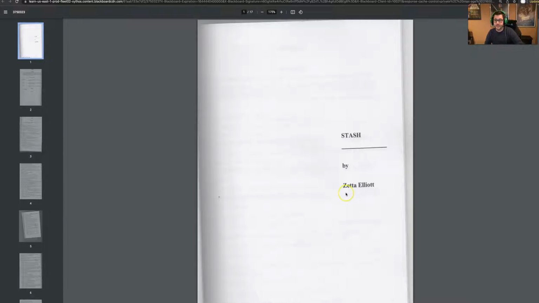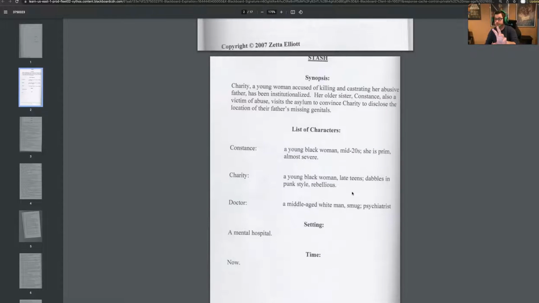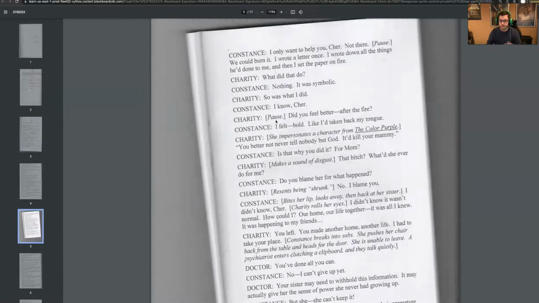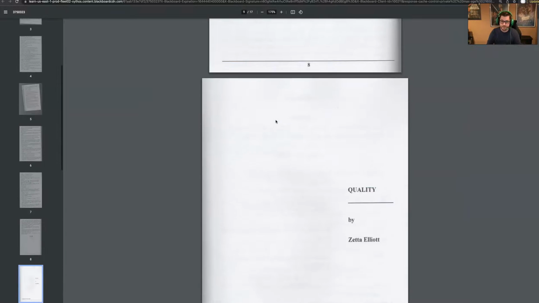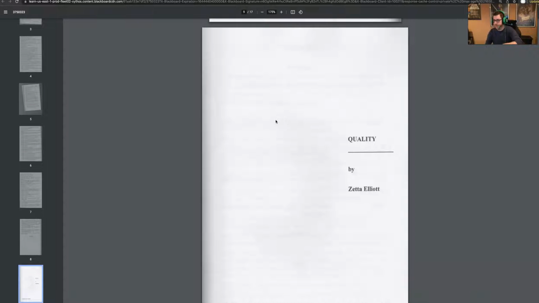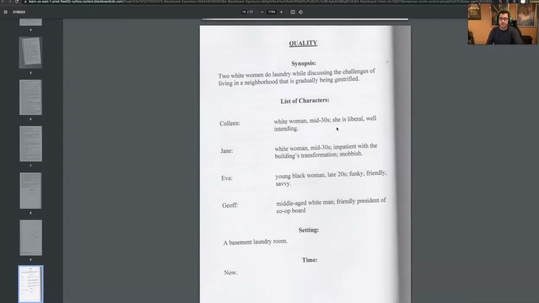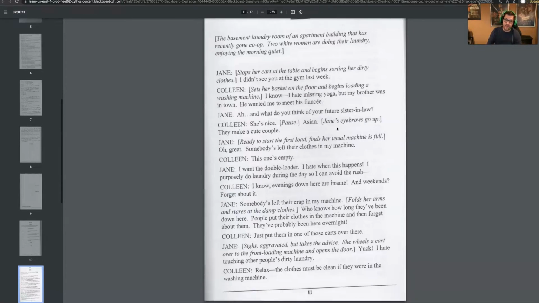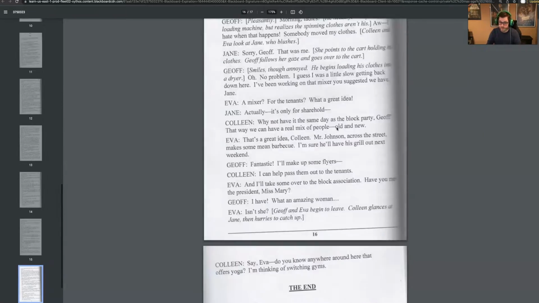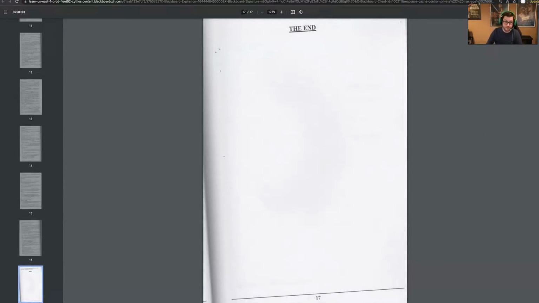Right? The first one is Stash. Before you start reading any of the plays, always make sure you read the synopsis presented at the beginning of the play, including the character descriptions. This is Zetta Elliott helping you out and letting you know what you need to read. So you will read the entirety of this play. Then you can take a break. Then the next play starts, which is here Quality. Right? Again, don't forget the synopsis. And then you'll read all of Quality.